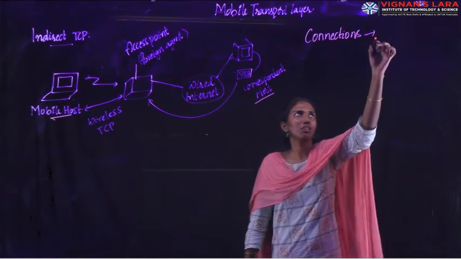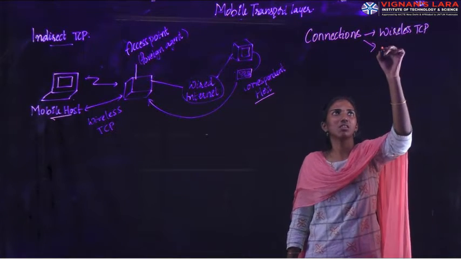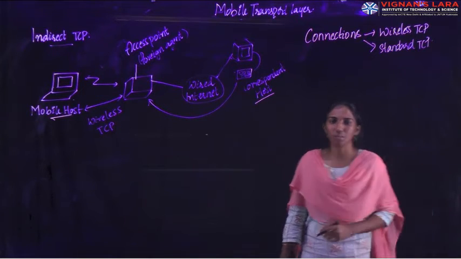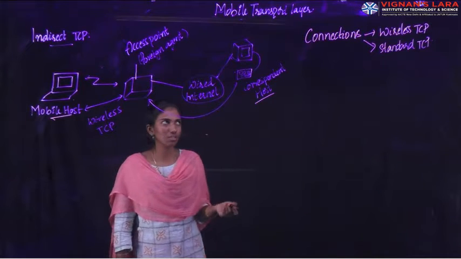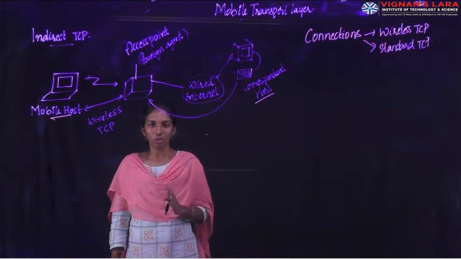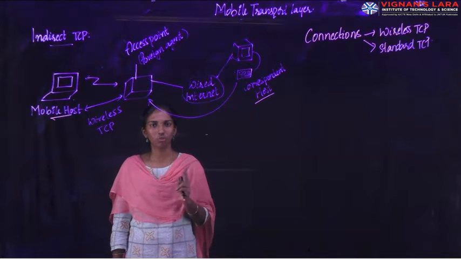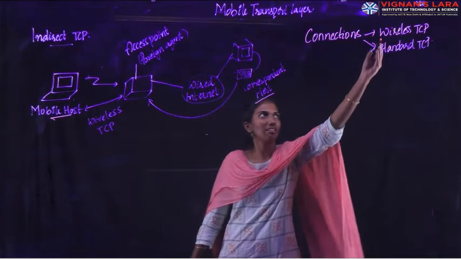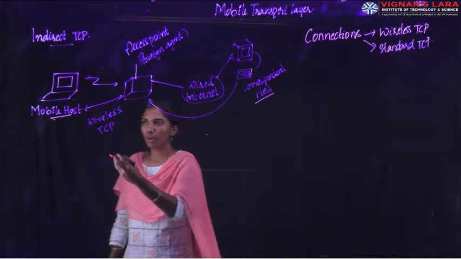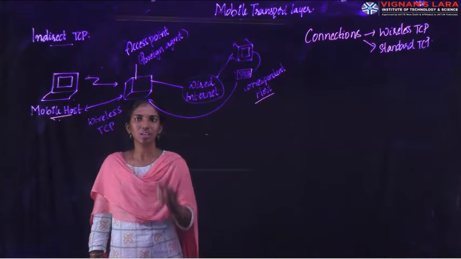The first one is wireless TCP and the second one is standard TCP. Okay, so why are we making this connection into two parts? Being an indirect TCP, in order for the two nodes to communicate over the network, we are dividing the connection into two parts: one is wireless and the second one is standard. So where are we using this wireless TCP? From the mobile host to some router or access point, whatever it is, we are using wireless TCP.